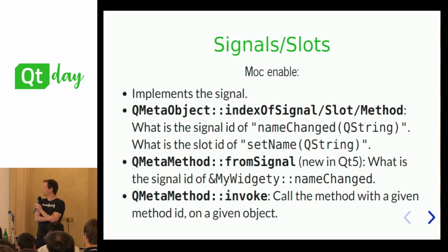Even for the new function pointer syntax, it's not really new anymore, but even for this, we still need moc to get an index from a function pointer for a signal. And also, in order to invoke this slot. So given an index of a slot, we can invoke it. It's QMetaMethod::invoke, and QMetaObject::invoke as well. And so it calls the function, given a string or given an ID, it calls the right function.